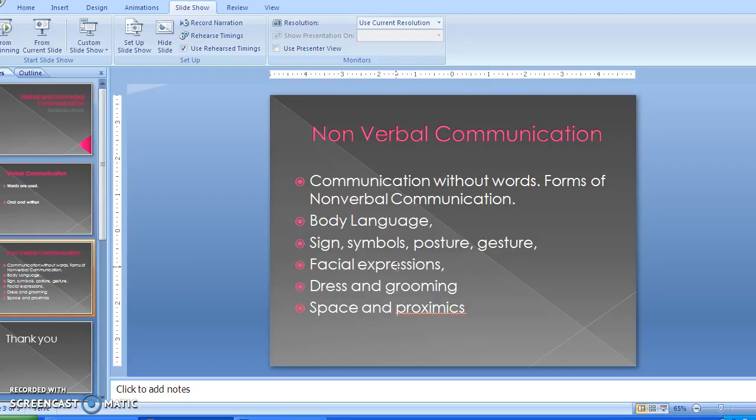Now space and proxemics. Space is very important. The way you maintain space with anyone. From the space between two people, you can recognize the distance they have in their relationship. Mother and daughter can sit very, very closely. At the same time, I don't think mother-in-law and daughter-in-law will sit like mother and daughter.